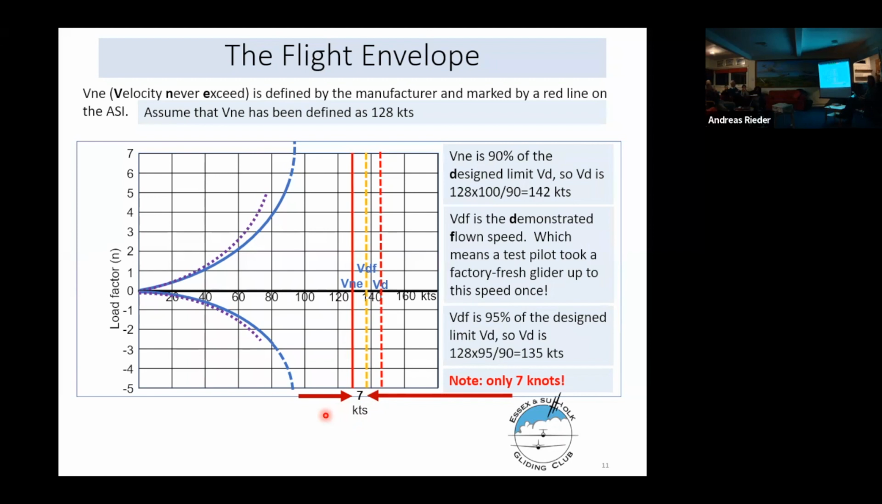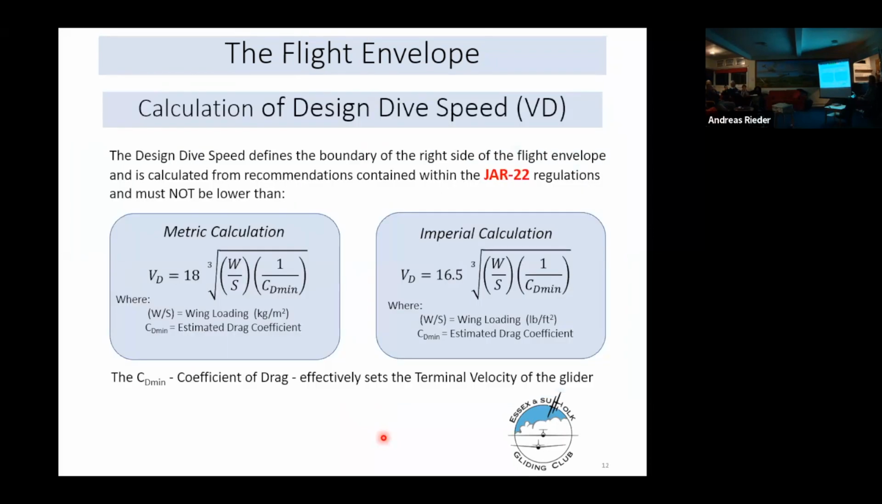Now, the speed at which VD, the design speed, occurs is specified in JAR22 or CS22 by these equations. This is totally irrelevant. You don't need to know any of this. But if people say, where does that come from? That's where it comes from. It's to do with the wing loading and the drag. And so you've got a metric and an imperial version of the same calculation.